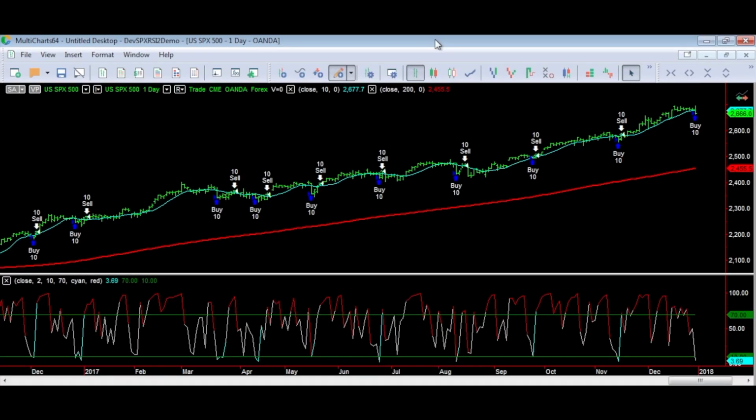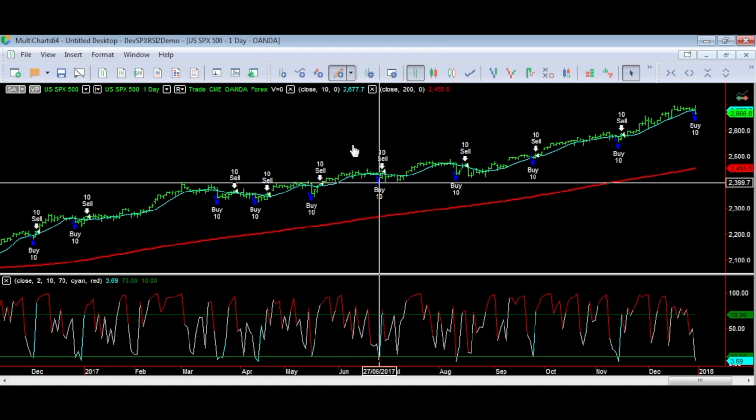Here's how the strategy looks then. Here we are in multi-charts. It's the platform that I use, and what we can see is a daily chart of the S&P 500. I mentioned I'm using the CFD provided by Oanda, but this works with the E-mini future and probably other instruments that follow closely the S&P 500.